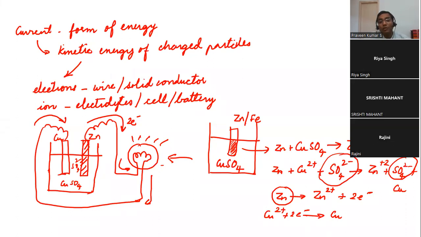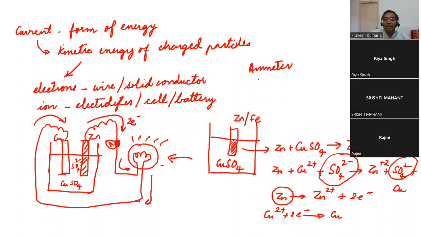Okay. Now, how do we measure this current? By glowing a bulb? So what we do is, we know that these charges are going through this wire. So we catch hold of this wire and we put what is called an ammeter here. The meter which is used to measure current is called an ammeter. The meter which is used to measure voltage is called a voltmeter.